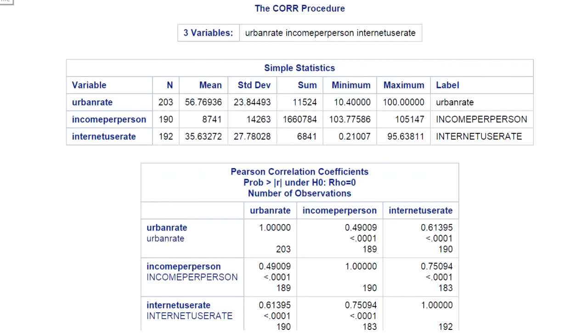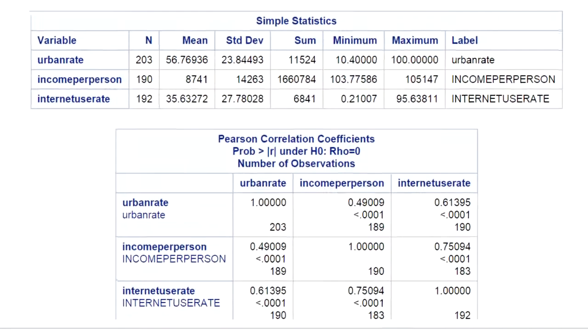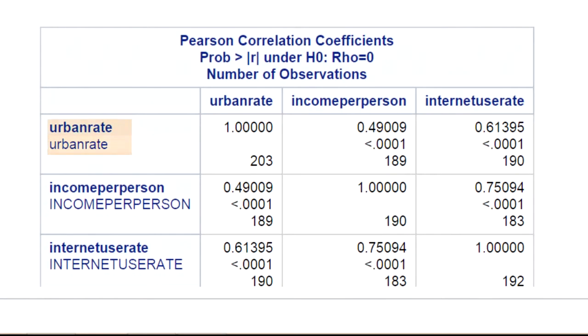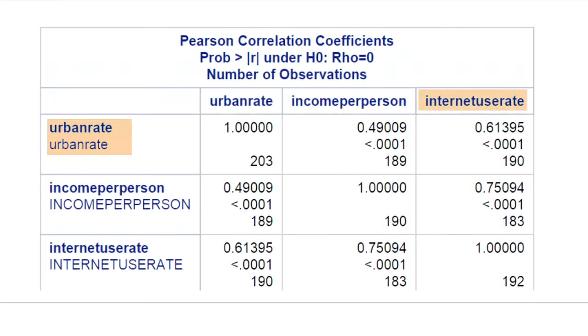To locate the correlation coefficients of interest and the associated p-values, we need to examine the Pearson Correlation Coefficients table here and find the row and column where our two variables of interest intersect. For the association between urban rate and internet use rate, the correlation coefficient is approximately 0.61 with a p-value of 0.0001. This tells us that the relationship is statistically significant. For the association between income per person and internet use rate, the correlation coefficient is approximately 0.75 and also has a significant p-value.